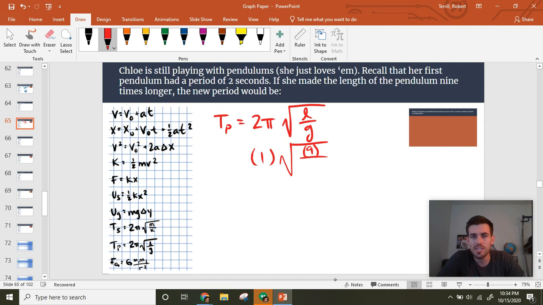But no reason to think that the acceleration due to gravity has changed. So that would just be a factor of change of 1. So if I evaluate this, this is changing by a factor of 3. That's the square root of 9. And so that means that the period is now 6 seconds long. And that is our answer.